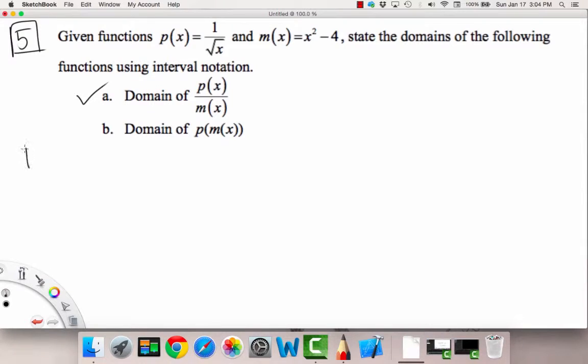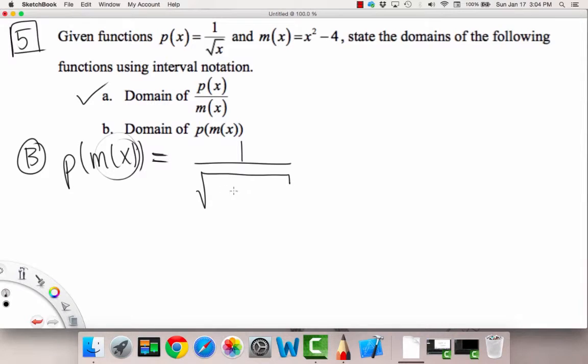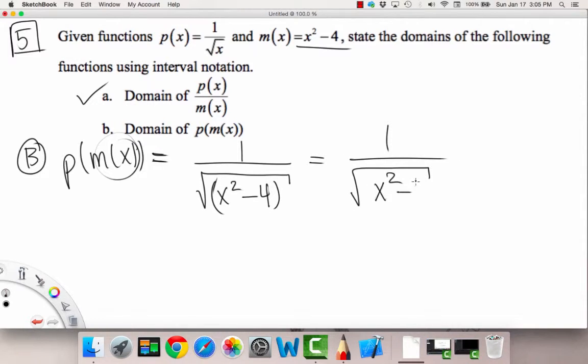Alrighty, now for part B. Now we're trying to find the domain of P of m of x. Here we do see this is definitely a composition of functions, because one function is serving as the input to another function. So what do we have to do here? m of x, like I just circled, is our input into P. So we write the outline of our function P, which is 1 over the square root of whatever our input is. Our input in this case is our function m of x, which is x squared minus 4. That's what we're sticking in for the input spot. It's pretty simple in the sense that it doesn't have a bunch of terms floating around on the bottom.